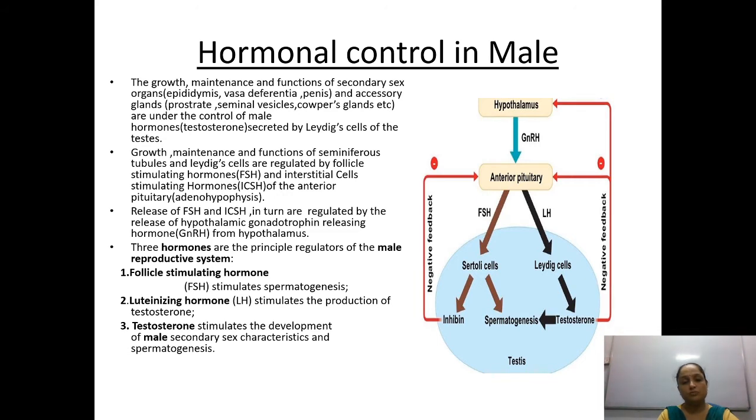Okay, and when we are talking about the category of the hormones, then we are having the three principal hormones, that is the follicle stimulating hormone, that is it stimulates the process of spermatogenesis as you can see in the picture. Then luteinizing hormone, it stimulates the production of testosterone. Okay, this is the luteinizing hormone. It is going to be helpful during the production of testosterone, and this testosterone is going to stimulate the development of male secondary sex characteristic and spermatogenesis.